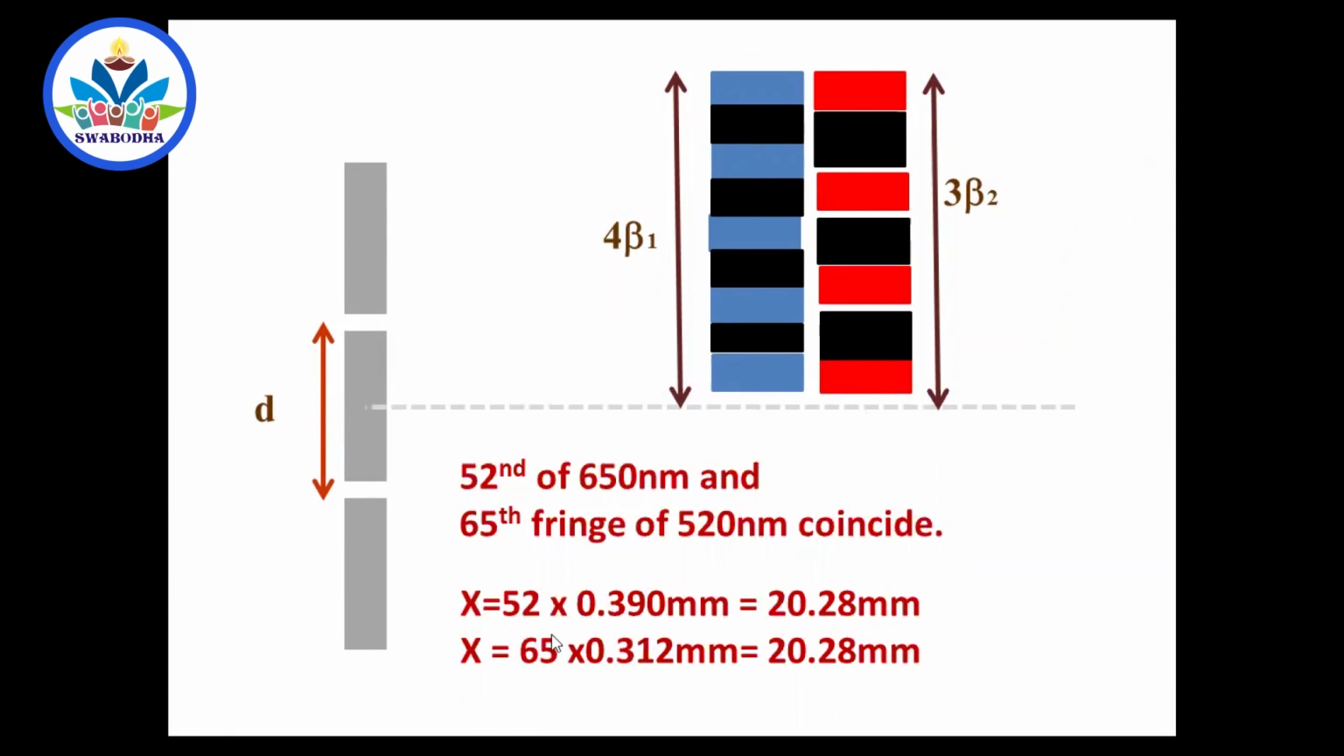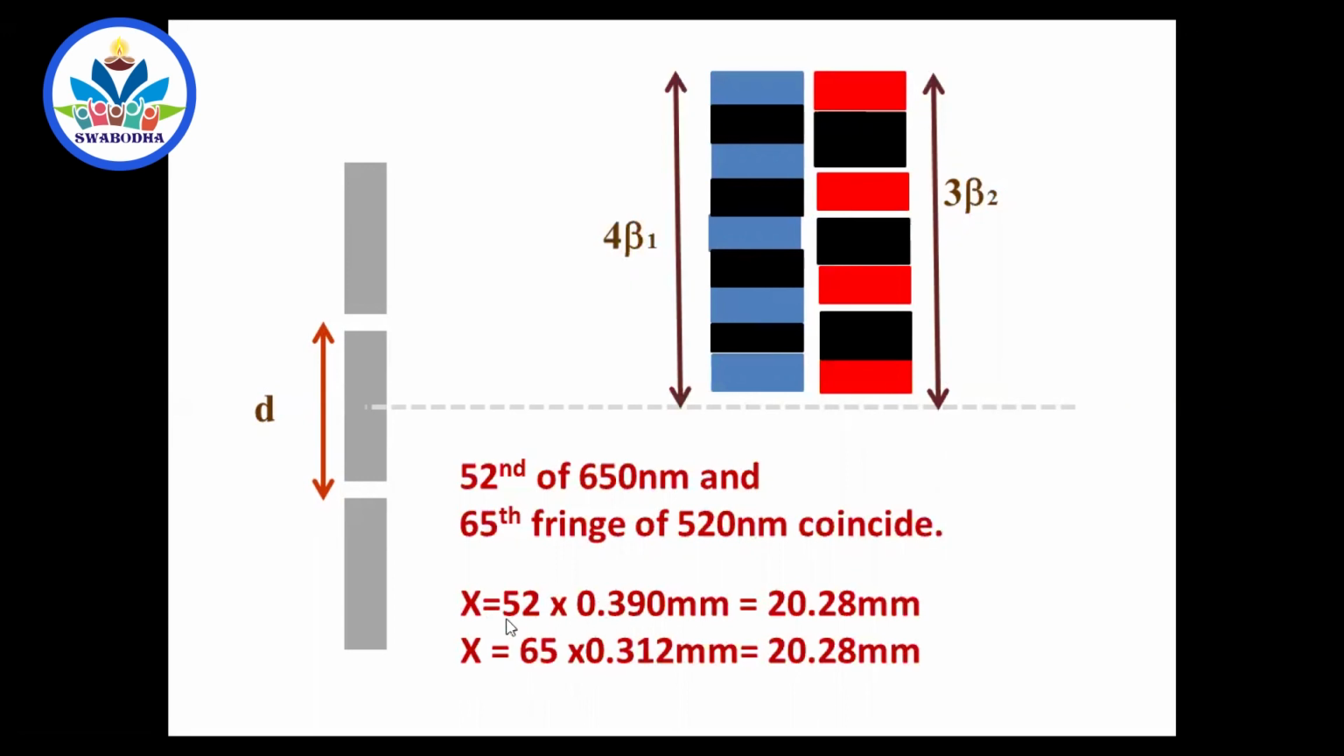Because for the 65th, a lesser beta is enough. So the 65th of 0.312 millimeter are formed at the same place. You see, you get the same answer for both, right? Last time, the 4th bright fringe of the larger wavelength and the 5th bright fringe of the smaller wavelength are formed at the same place.